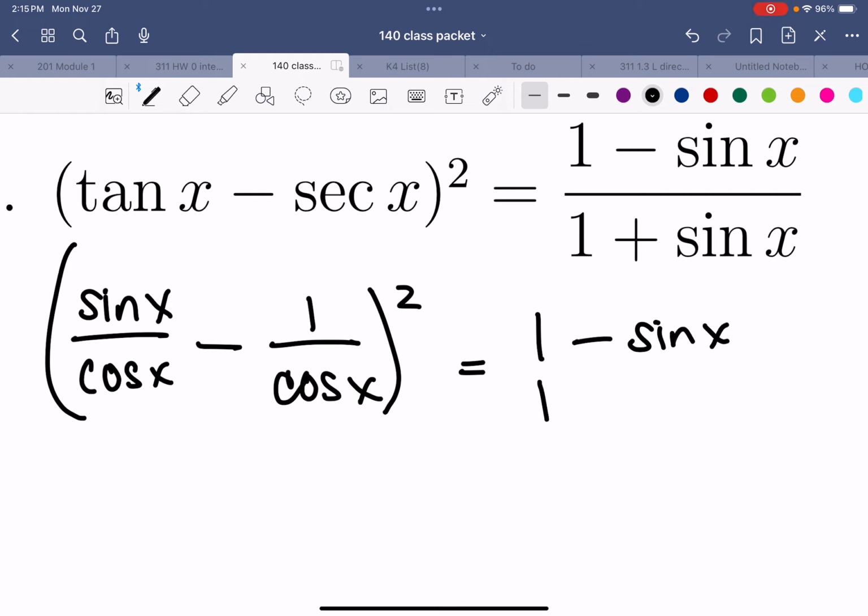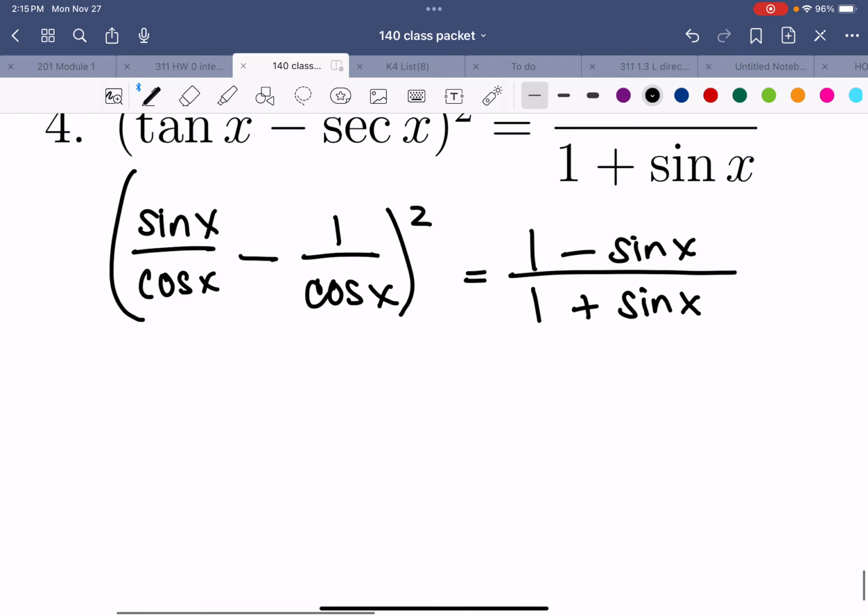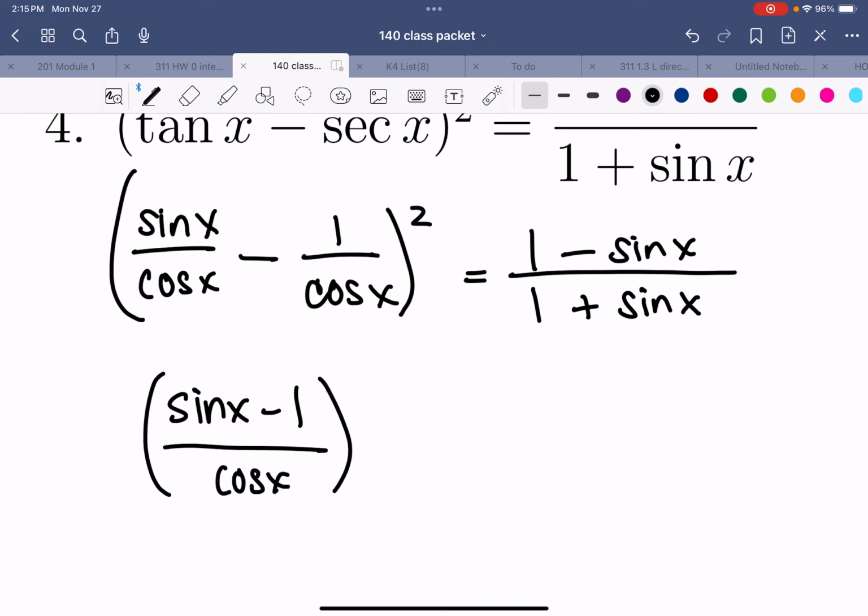The right-hand side, we're not changing. Must have forgot to change that one. This becomes sine x minus 1 all over cosine x squared, equals 1 minus sine x over 1 plus sine x.